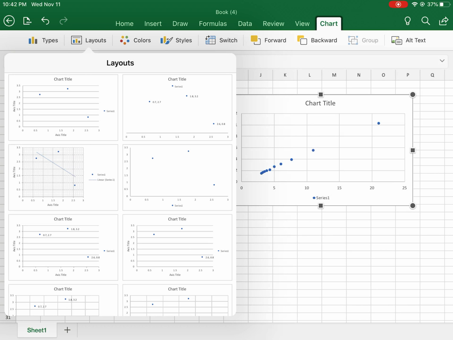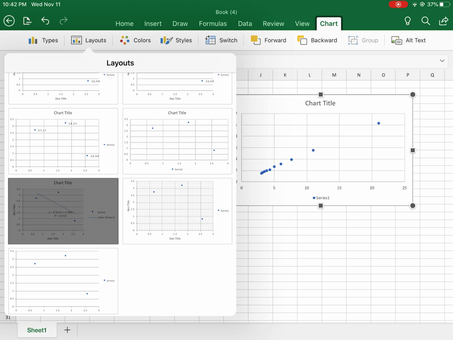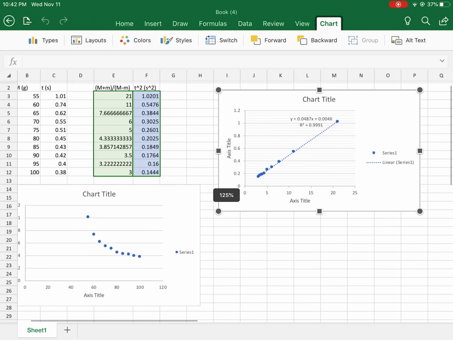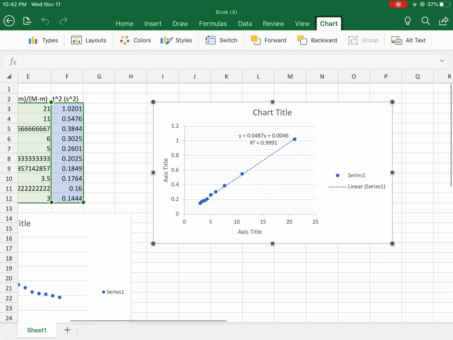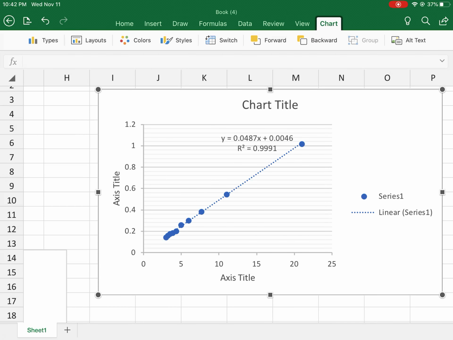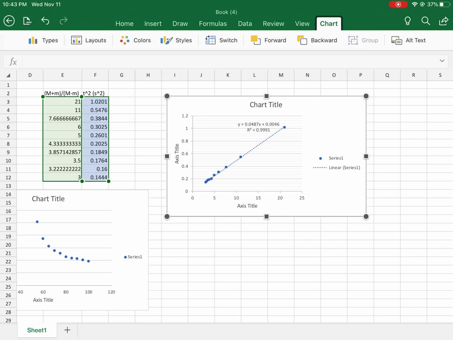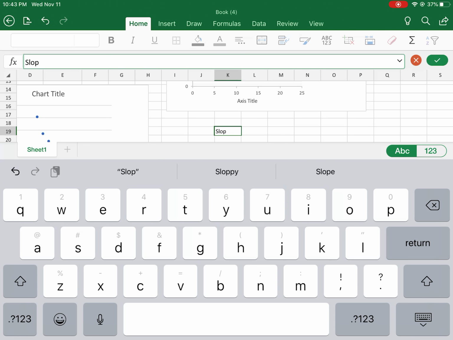And then I click on Layouts again. This time we're going to scroll down and choose the option that has a trend line with an equation. And not so bad. That's pretty good. Again, I can add some axis titles and my chart title. And then note the value right here of slope, 0.0487.